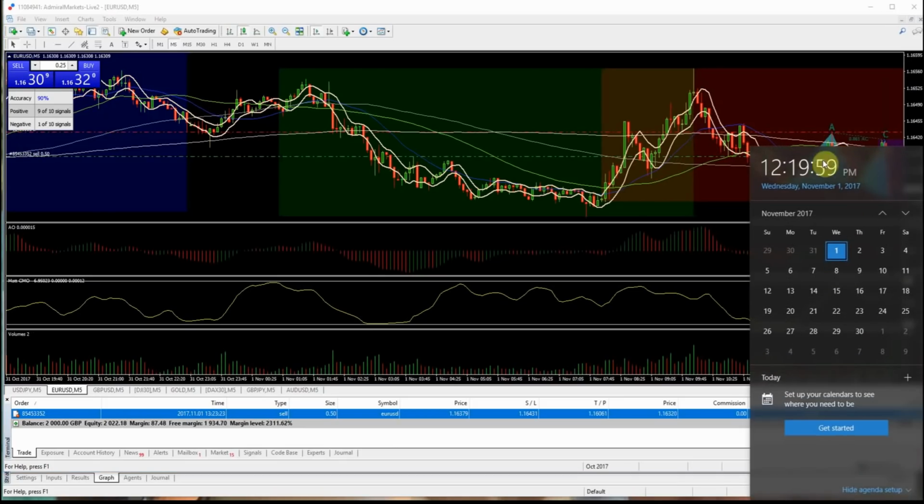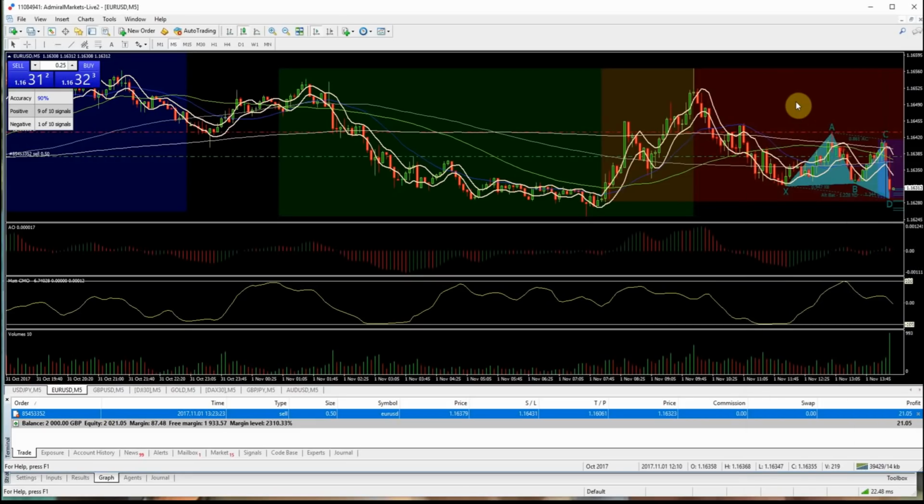So candle's closed. Okay, and it's a nice strong negative close on that candle, which is what we wanted. So now it's just a matter of sitting and waiting to see what happens.